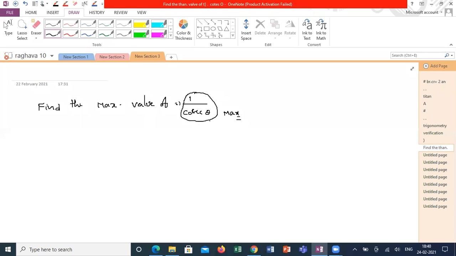Suppose I'm taking y is equal to 1 by cosecant theta. Theta can be substituted with any angle, I can keep 0 degrees, 1 degrees, 2 degrees, 3 degrees. Correct or not? Got it what I'm saying? 1 by cosecant theta is nothing but sine theta.